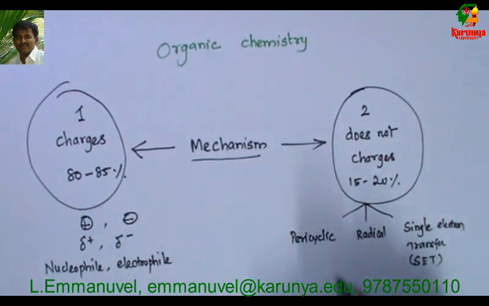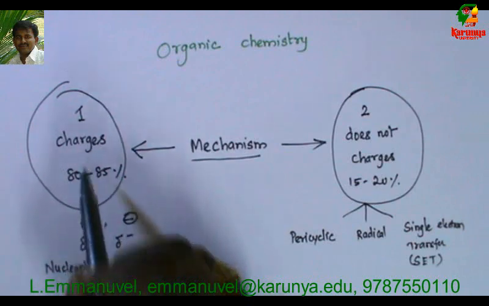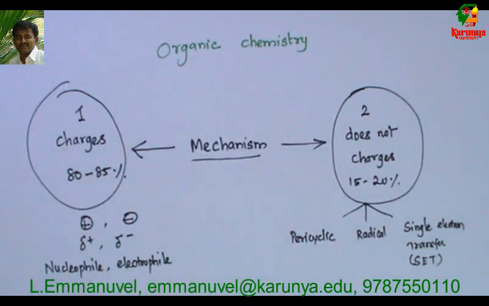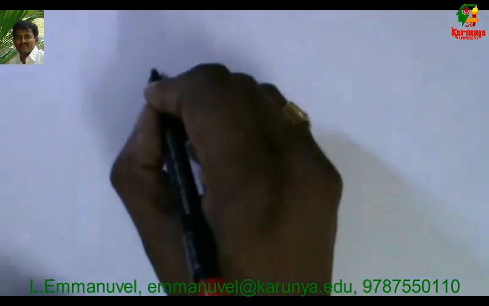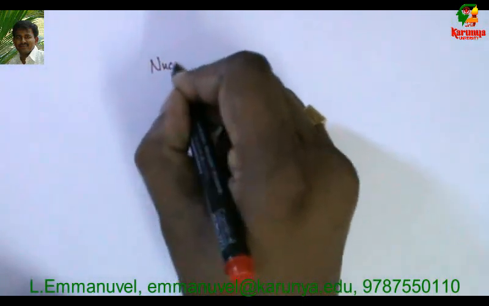So all these three account for only 15 to 20%. So the major contribution is from the first category. Nearly 80 to 85% of organic reactions can be categorized under this. If you have a clear idea about nucleophile and electrophile, and if you are able to identify them in the molecule, then you are good in organic chemistry. First, let us go to nucleophile.